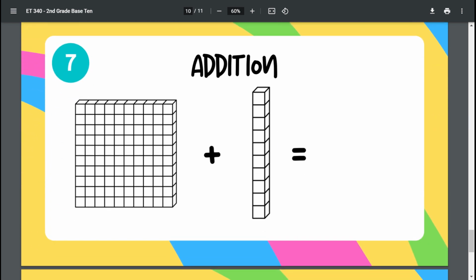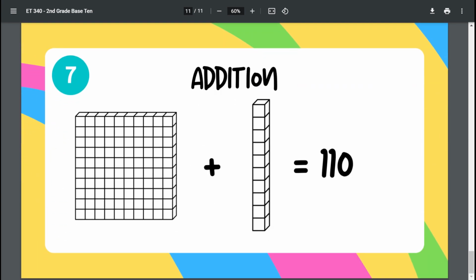You can also use this to do addition to figure out what the total is. Instead of seeing numbers, normally you would have a numeral and another numeral equal something. So right here you have a 100s block plus a 10s block. So your total would be 110.